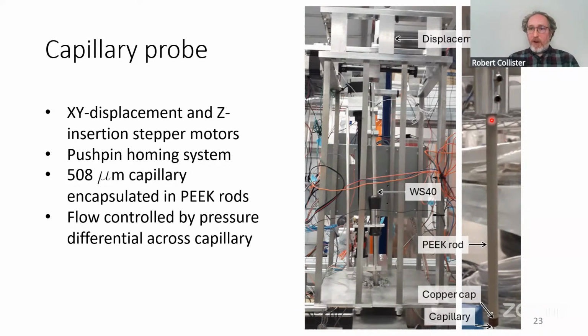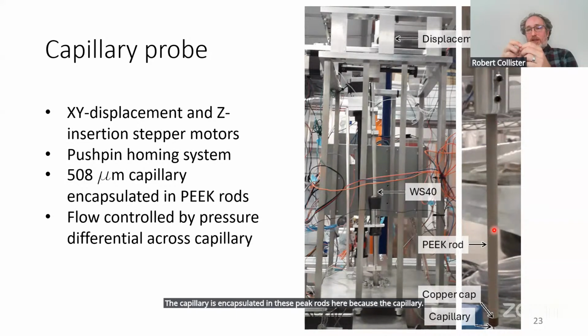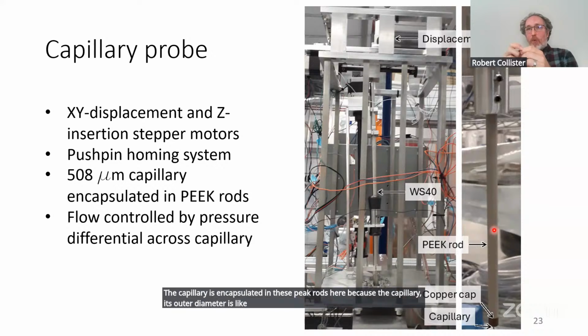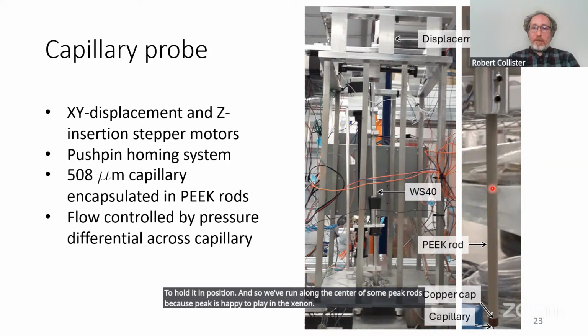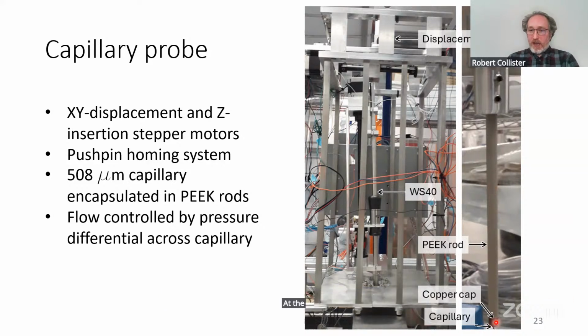The capillary is encapsulated in these PEEK rods here, because the capillary, its outer diameter is like 1.5 millimeters. So this thing is very small and flexible. So if we wanted to get it into a specific location, we need something more rigid to hold it in position. And so we've run it along the center of some PEEK rods, because PEEK is happy to play in the xenon.